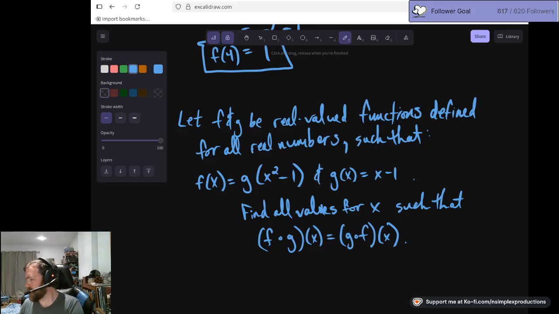All right, let f and g be real valued functions defined for all real numbers such that f of x is equal to g of x squared minus 1 and g of x is equal to x minus 1. So that's going to tell us immediately what to do with these things.